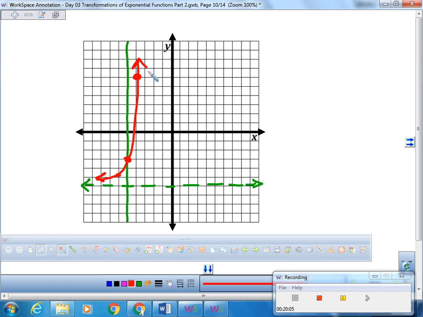All right, can you work backwards? Yes. Okay, so I have y equals, I have an a out in front, right? I have a base, and I have an x, and I have a shift, and I have another shift.